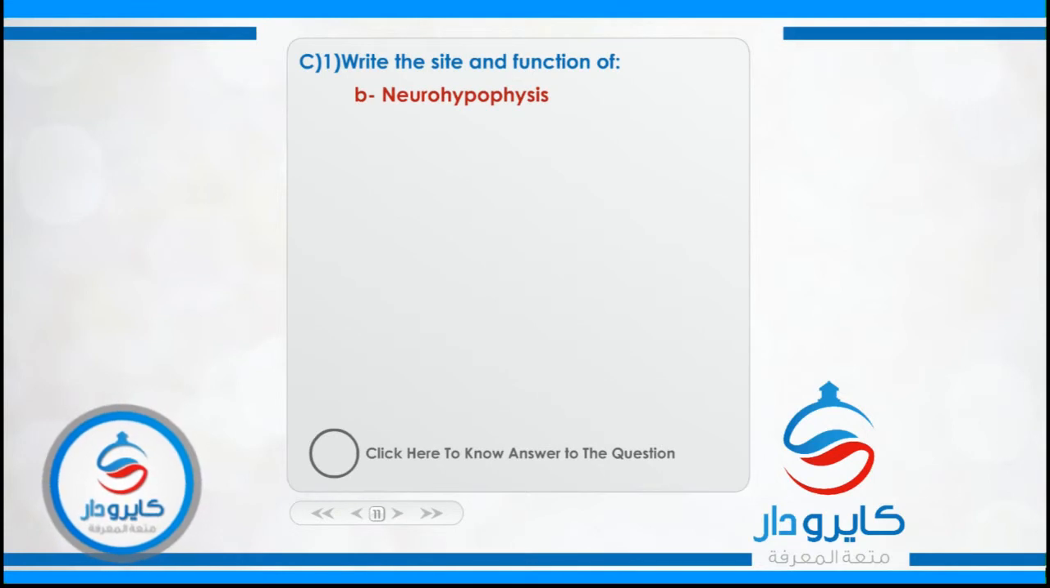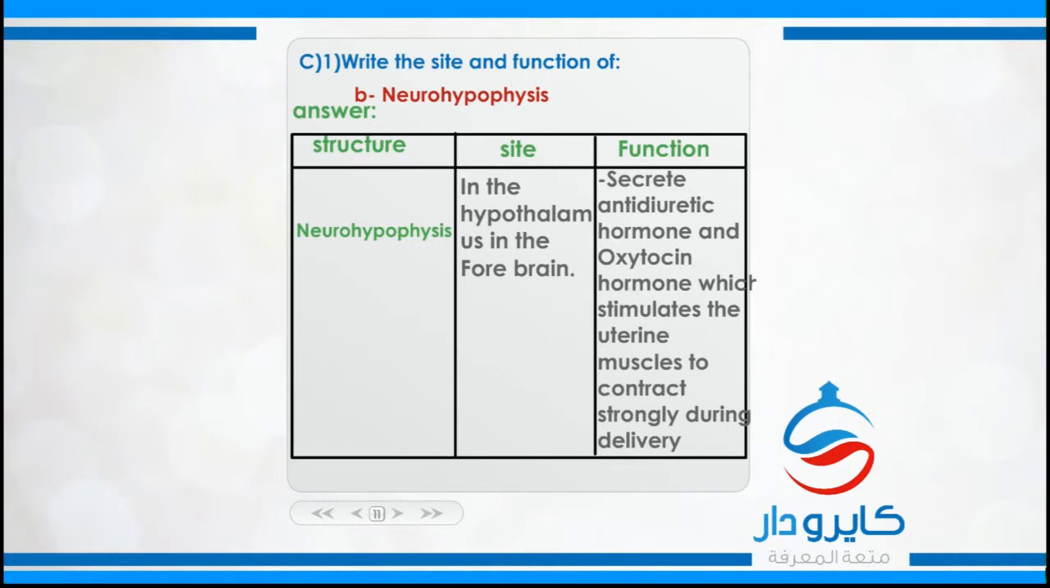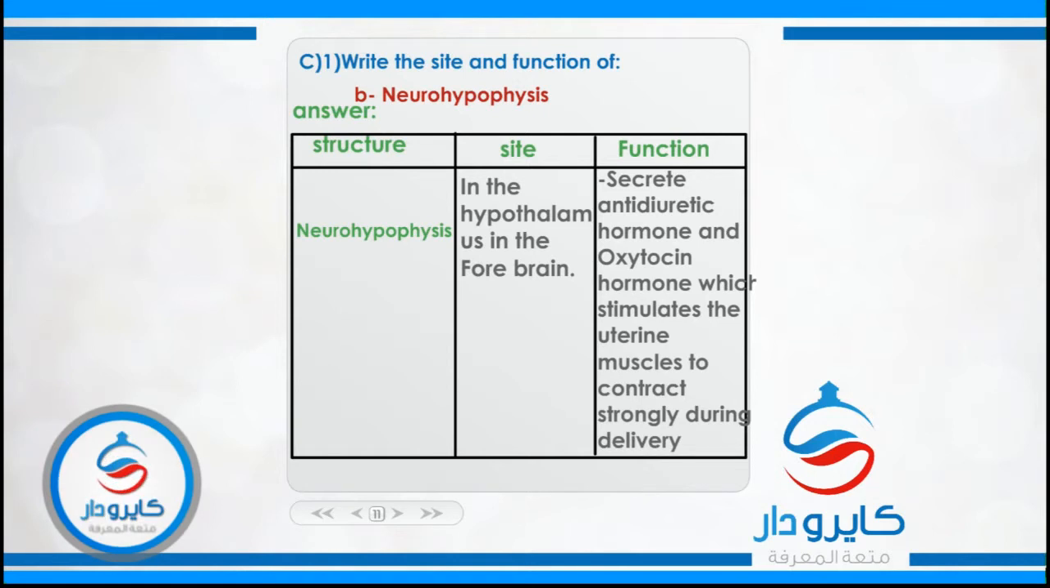Write the site and the function of the neurohypophysis. We understand that the pituitary gland consists of two main parts, adenohypophysis and the neurohypophysis. The neurohypophysis is a part of the hypothalamus and responsible for the secretion of two hormones. The first is the antidiuretic hormone or the vasopressin, which is responsible for decreasing the amount of urine and the increase of blood pressure. And it is responsible for the secretion of oxytocin hormone, which is responsible for the rapid contraction of the uterine muscle to facilitate the delivery.